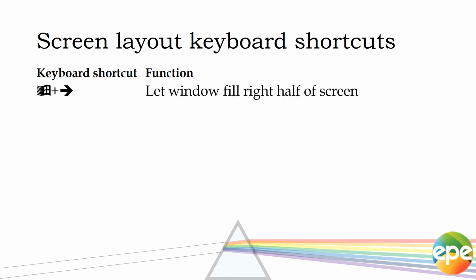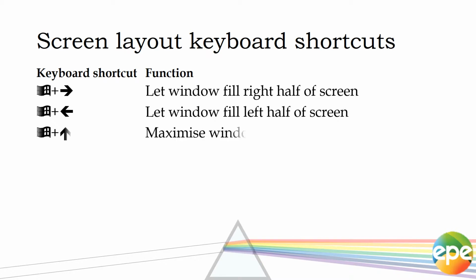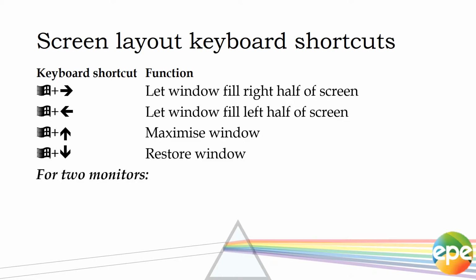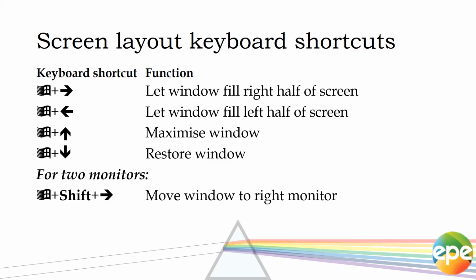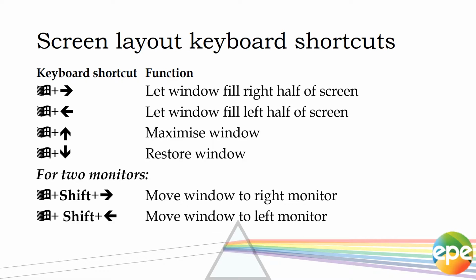Windows key and right will let the window fill the right half of the screen, and Windows key and left will let the window fill the left half of the screen. Windows key and up arrow will maximize the window, and Windows key and down arrow will restore the window. If you do have 2 monitors, then the Windows key and shift and right arrow will move the application window to the right monitor, and Windows key and shift and the left arrow will move it to the left monitor.